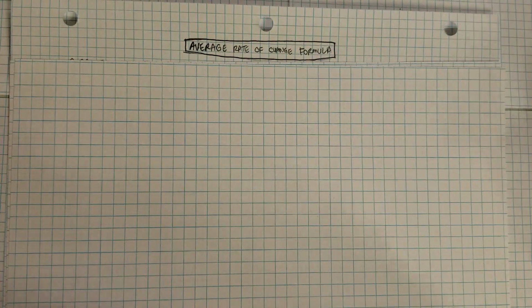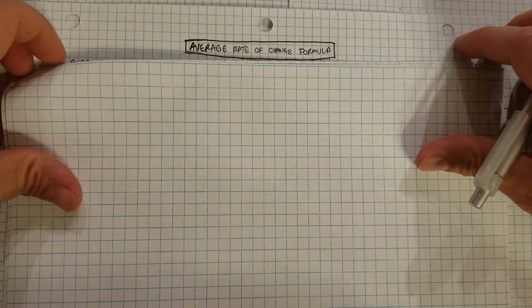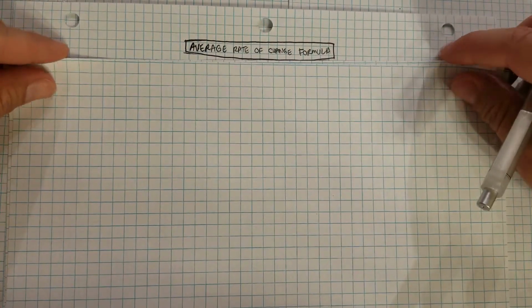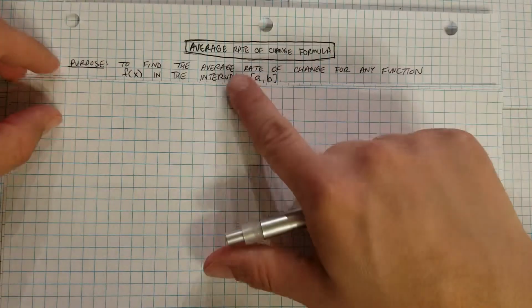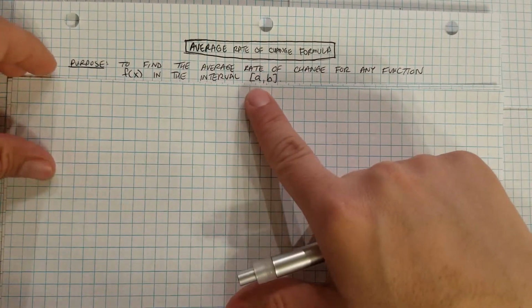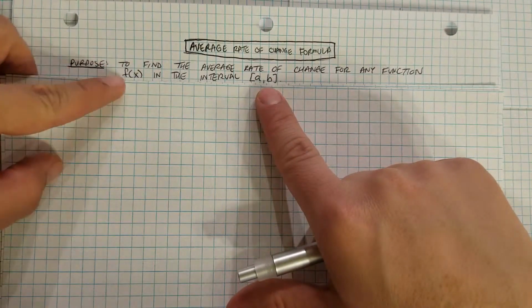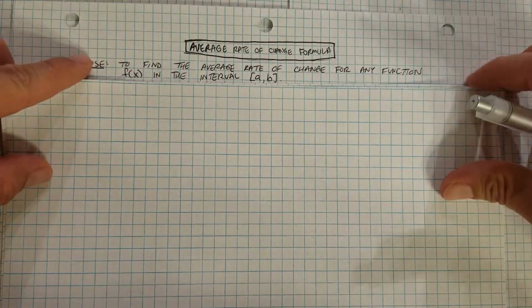Okay guys, in this video we're going to be talking about the average rate of change formula. So what is the purpose? What is the average rate of change formula? The purpose is to find the rate of change for any function f of x in the interval a to b. So if they give you a function and they give you an interval from this starting point to this ending point, you can figure out what is the rate of change.